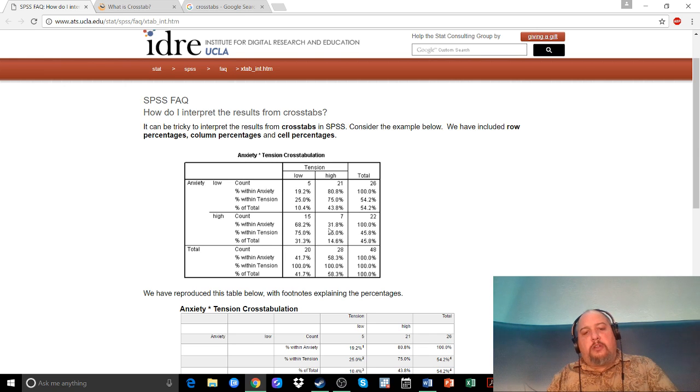I start looking at crosses. I look at the cross distributions. If I have low anxiety, I have low tension. If I have high anxiety, I have high tension. Here I have low anxiety and high tension, and high anxiety and low tension. And so I start looking at these relationships and starting to see, hey, can I identify some relationship?